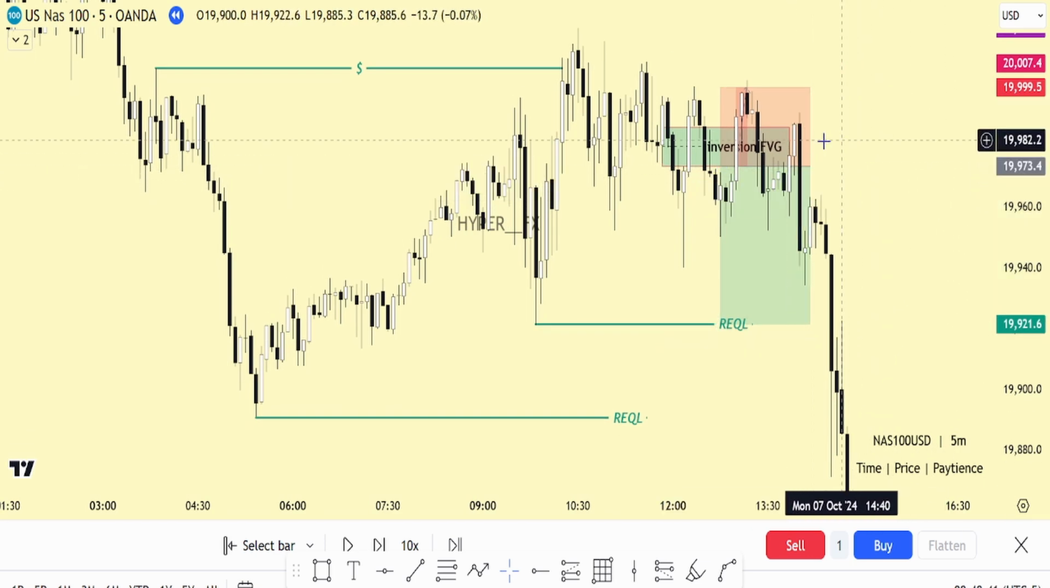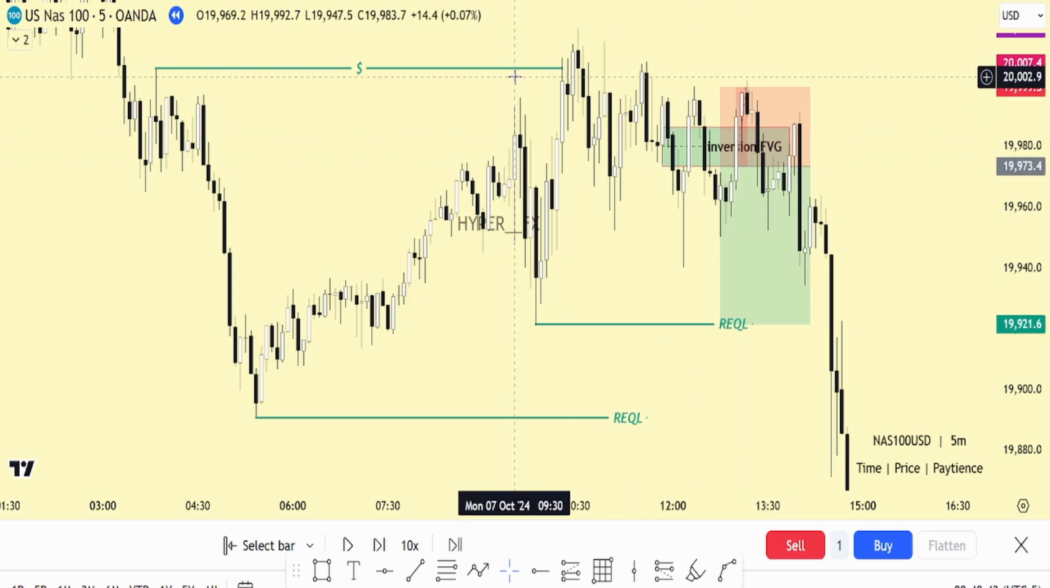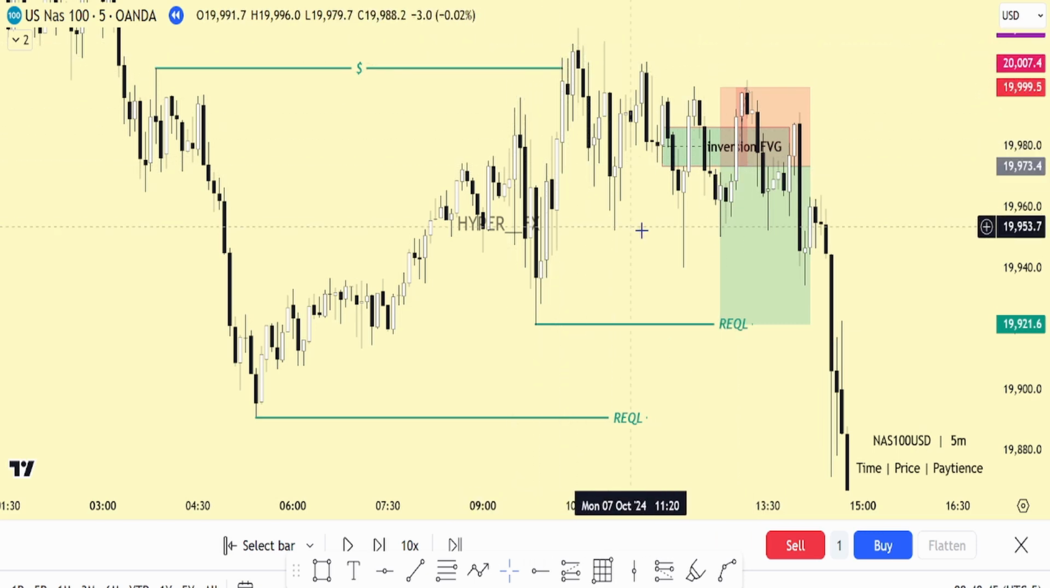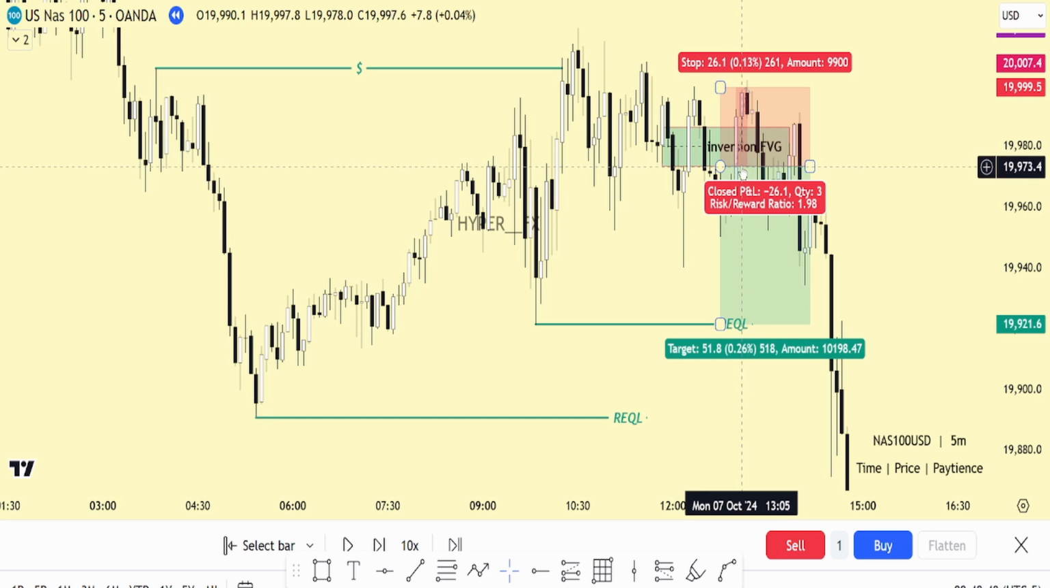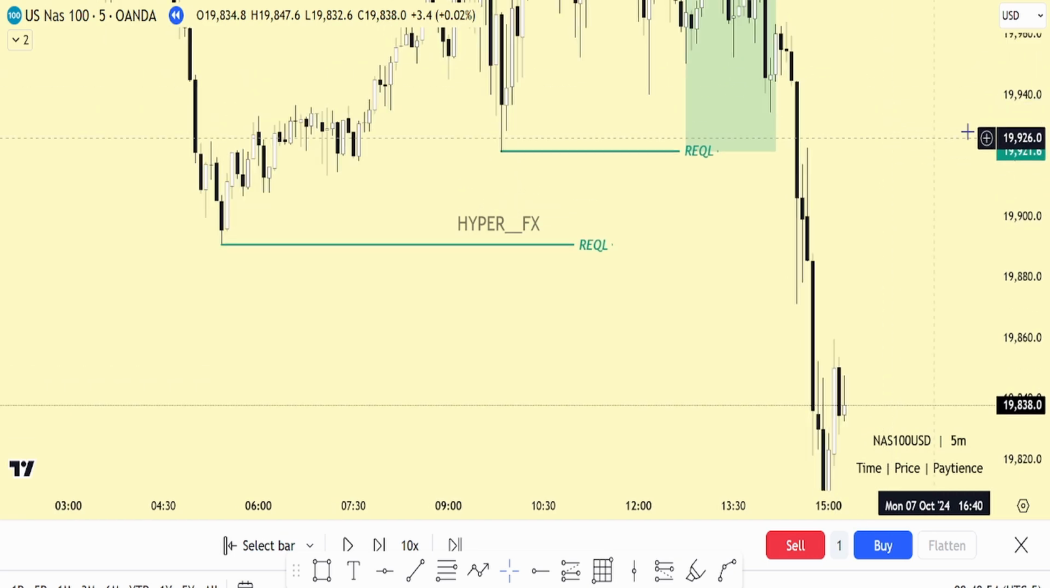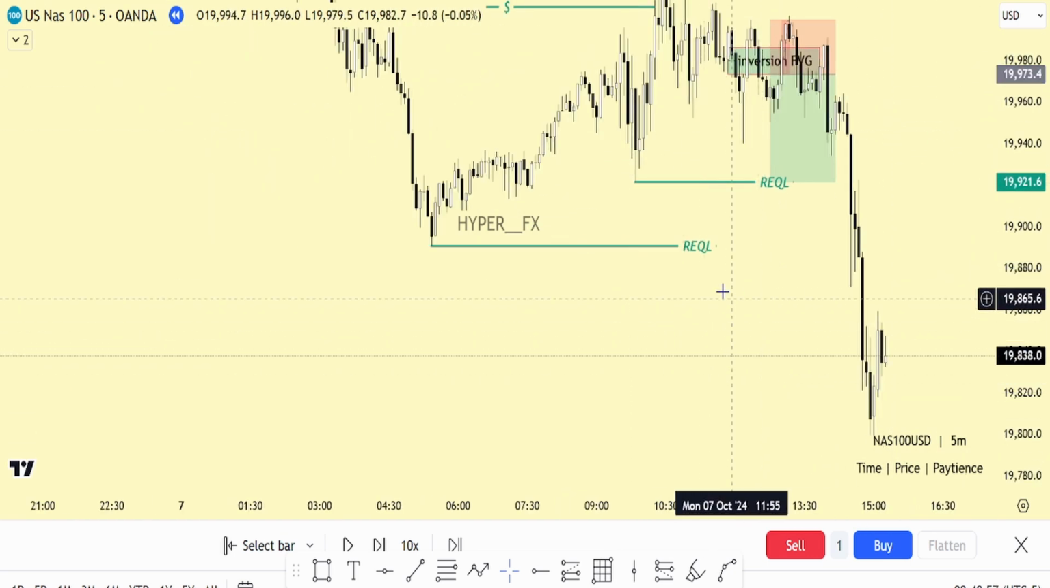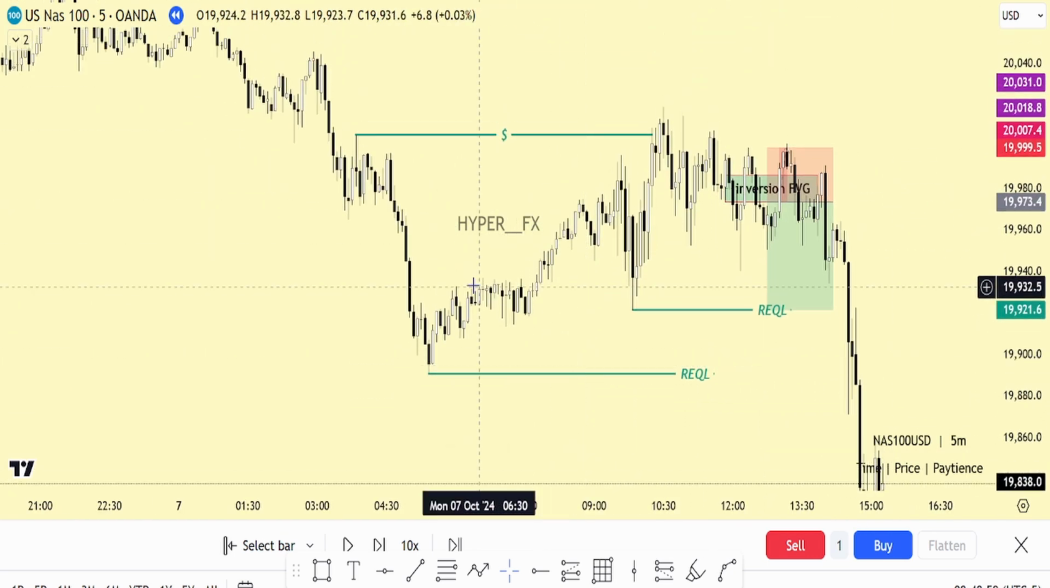So on a perfectly bearish day, you can take your positions after this high has been taken. You can take your positions below an inversion fair value gap and target relative equal lows, just like this one. Okay, and as you can see, price continues to go down.